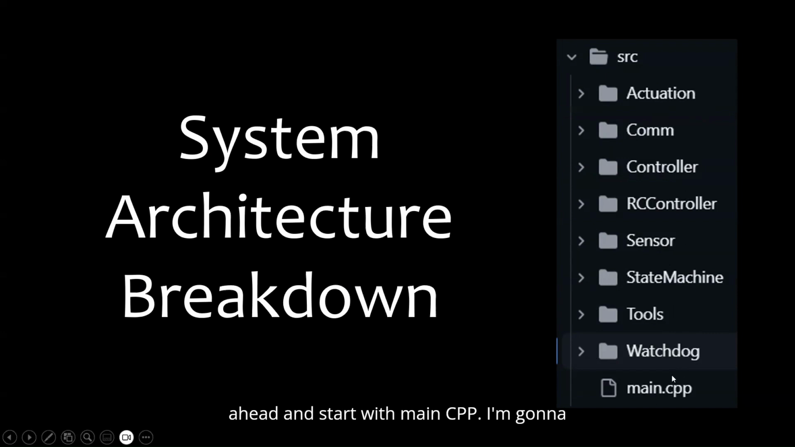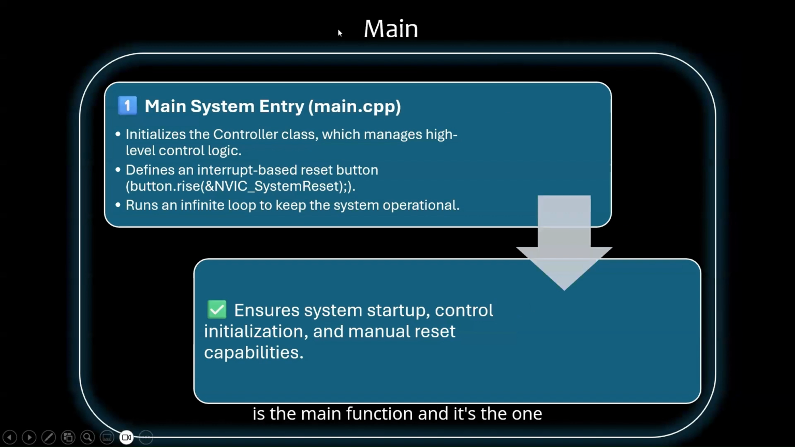We're going to go ahead and start with main CPP. I'm going to walk you through an explanation. So this is the main function, and it's the one script that calls other scripts and kind of ties them all together. So this is the main system entry.